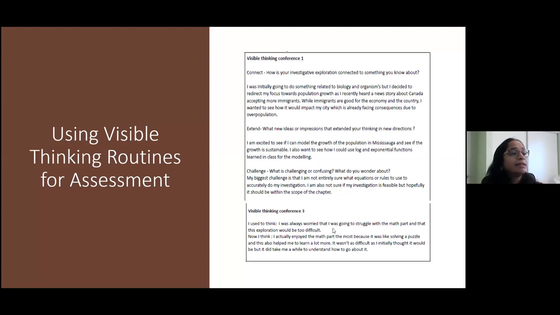And then at the end, when she had almost completed her visible thinking conference, she says, I used to think, and now I think. I was always worried that I was going to struggle with the math part and this exploration would be too difficult. Now I think I actually enjoyed the math because it was like solving a puzzle. It helped me to learn a lot more. It wasn't as difficult as I initially thought it would be, but it did take me a while to understand how to go about it.